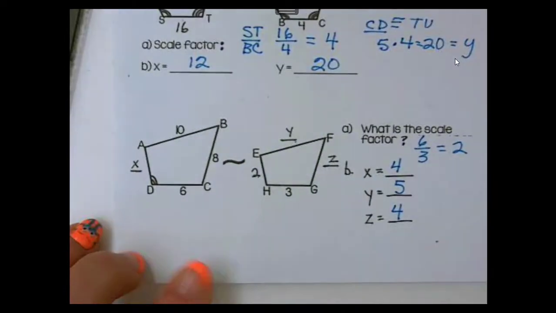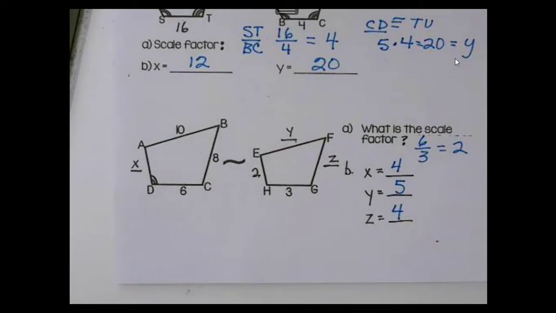So now you're going to do an activity where you are going to have missing sides, and you are going to figure out what some of the missing sides will be equal to. But the first thing you'll have to do is figure out what the scale factor is.